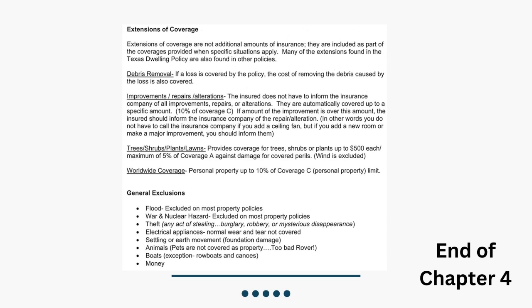General exclusions. Flood. Excluded on most property policies. War and nuclear hazard. Theft. Electrical appliances. Settling or earth movement. Animals. Boats. Money. This is the end of Chapter 4.